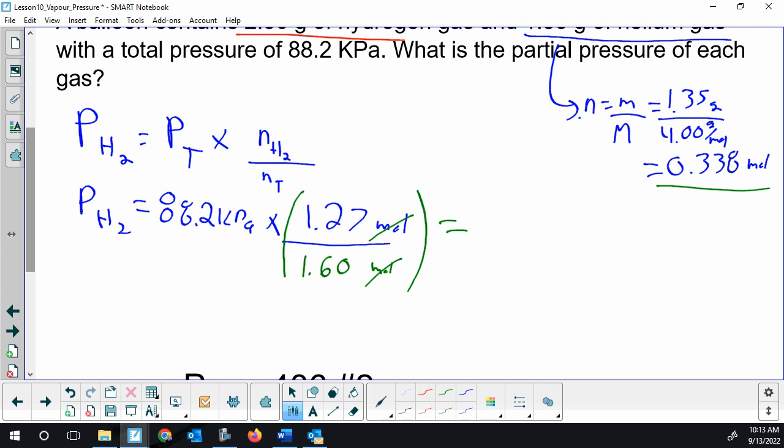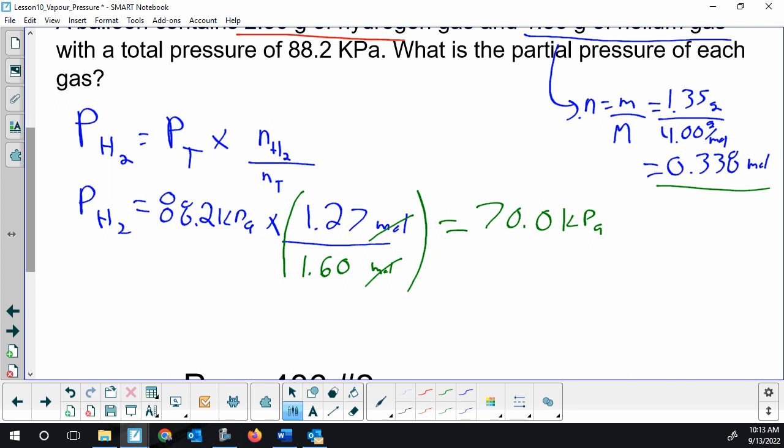So the percent of that 88.2 works out to be 69.9796. So 69 point something. I want 3 sig figs, so 69.97. I'm going to round up to 70 because it was 69.97. So 70.0 kilopascals due to rounding up the 9 in the decimal up to 10 or 0. So we have 70 kilopascals of hydrogen.